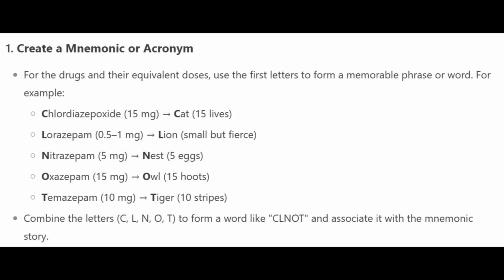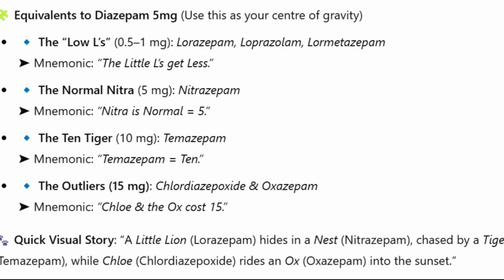The low Ls, 0.5 to 1 mg, are lorazepam, loprazolam, lormetazepam. The normal nitra, 5 mg, nitrazepam. The 10 tiger, 10 mg, temazepam. The outliers, 15 mg, chlordiazepoxide and oxazepam, are Ku or triple diazepam.